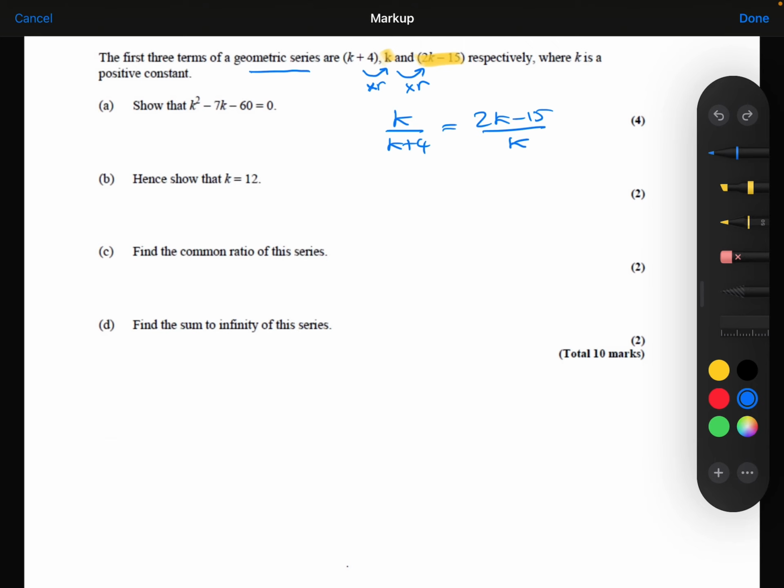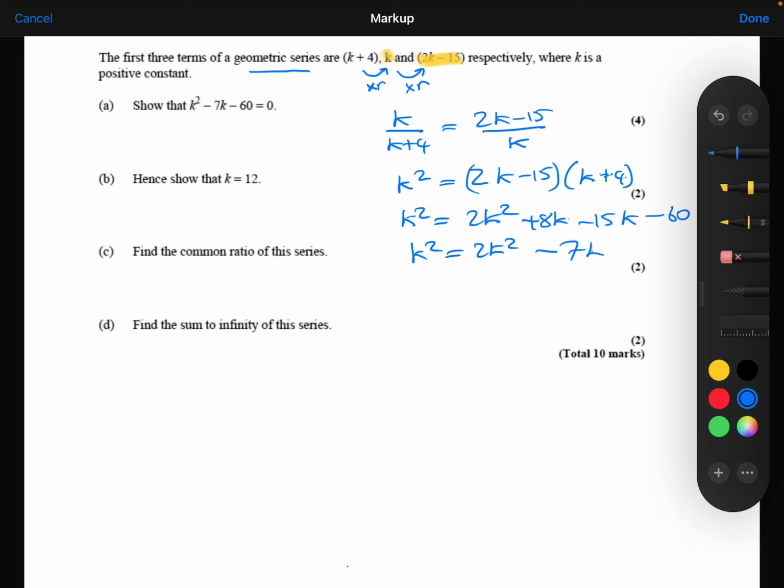Now if I multiply both sides by k and multiply both sides by k plus 4, expand the brackets, and then collect up the like terms. Take the k squareds away from both sides. And that was the result that we needed to prove. So that's part A done.